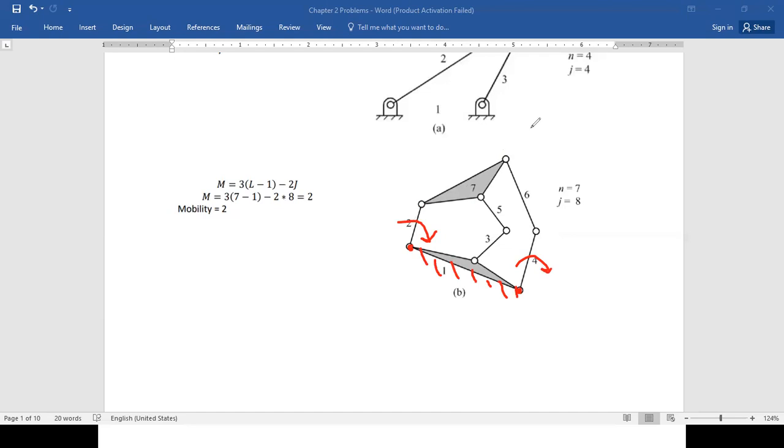Let me check your chat. Yeah, it's 8. If you count them, it's 8: 1, 2, 3, 4, 5, 6, 7, 8. We counted 1 extra by mistake. Okay. So this is for this problem.